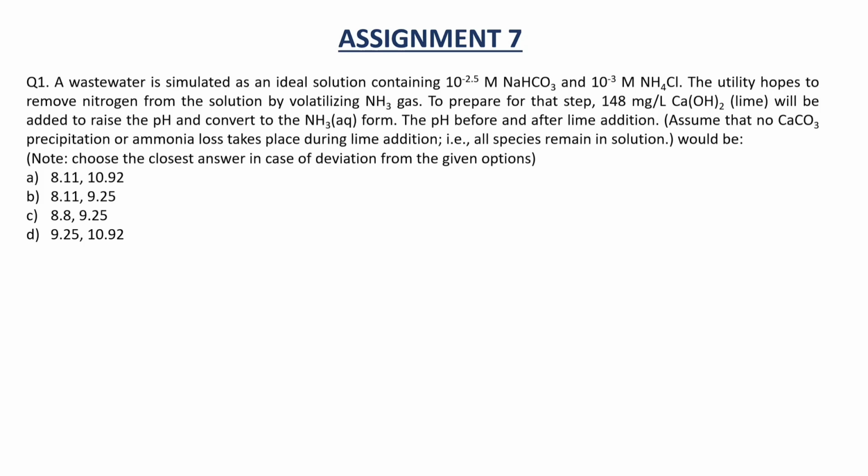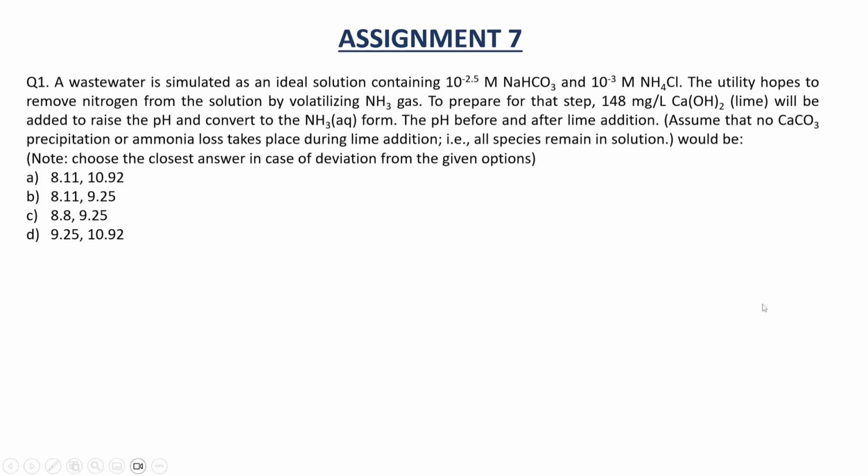So let's see what the concentrations of all the components present in the system are. We have NaHCO3 at 10 raised to power minus 2.5 M, and ammonium chloride, which is 10 raised to power minus 3 M. So the components will be sodium, and we can see from this that 1 mole of sodium bicarbonate will give 1 mole of sodium. So we have total Na equal to 10 raised to power minus 2.5 M.